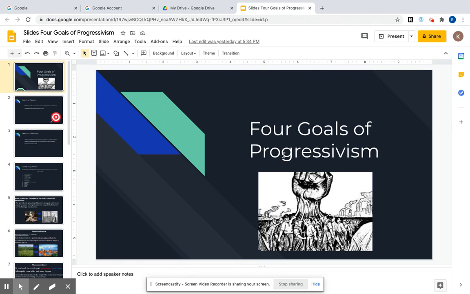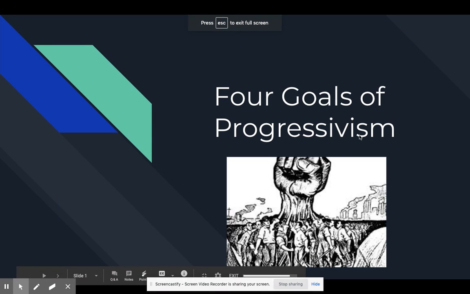For this unit, this will be the 4 goals of progressivism. That is the unit that we're on. Hopefully you guys have a little bit of background knowledge on it. If not, it's okay. We'll go over it today and get you guys set up for the activity.